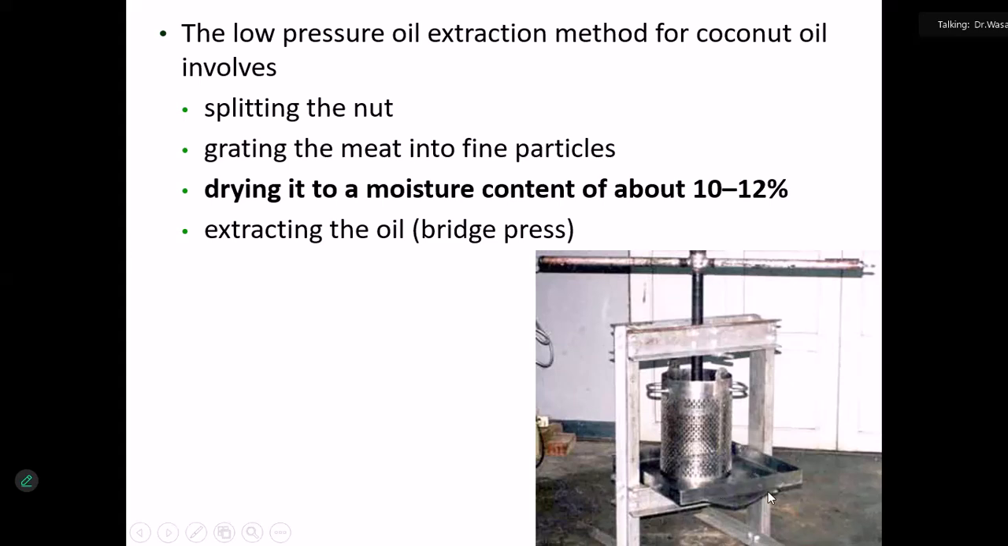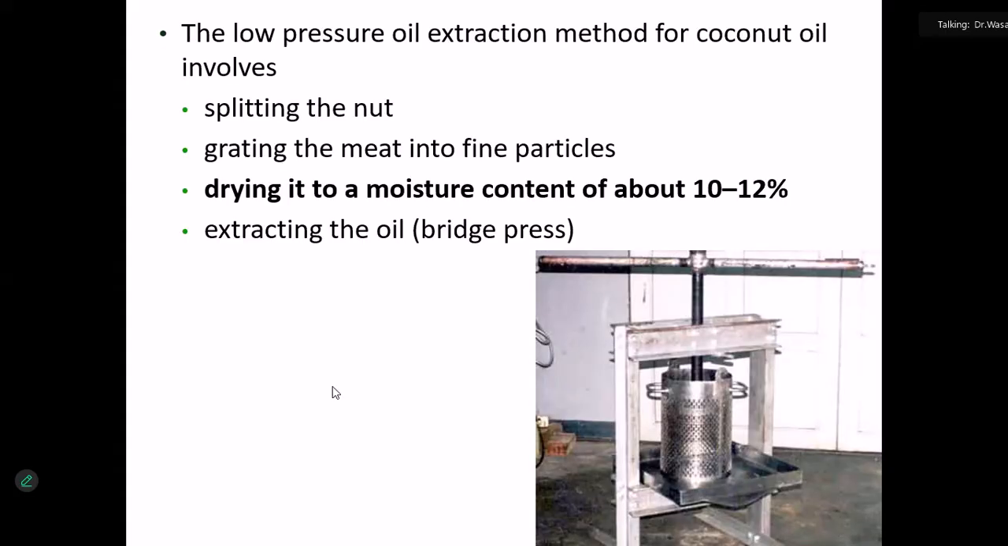So this is the outlet. You can take the coconut oil into the tray and separate it. So this is the principle: low pressure oil extraction. You can see here. So these are the 4 steps.